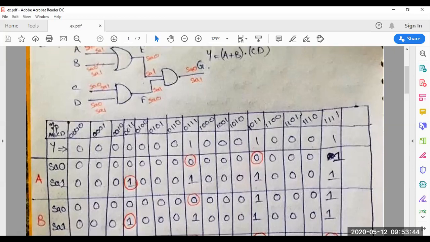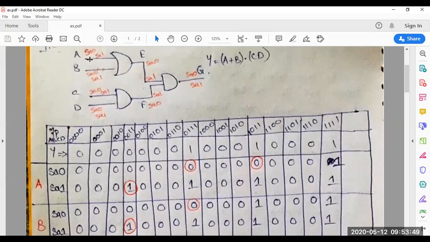Now coming to the case of stuck at 1 for input A. With the same input patterns applied, that is, the vectors applied, when 0, 0, 0, 0 is applied, I get an output of 0. In the same way, I apply all the test vectors. I have a change at the pattern 0, 0, 1, 1, where the output changed. I got 1 here, but basically the output should be 0.